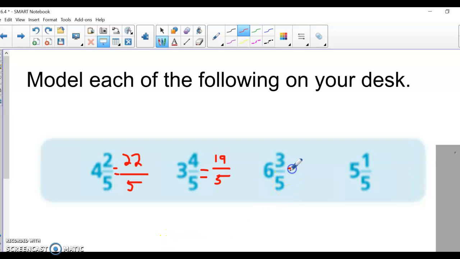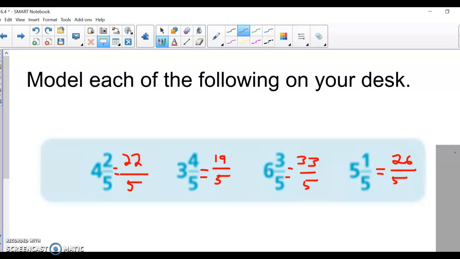Okay, so you should have come up with, hopefully, if you have 6 whole groups of 5, that's 30, plus your 3 fifths more is 33 fifths. And then the last one, 5 whole groups of 5/5. So 5 times 5 is 25, plus 1 more is going to get you to 26/5. And there's a pattern here that we'll look at towards the end as well.